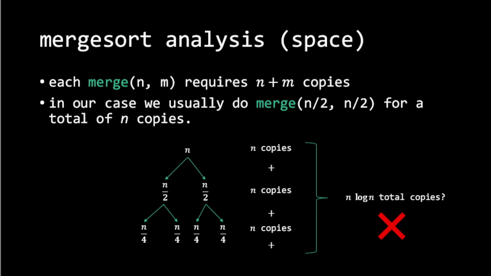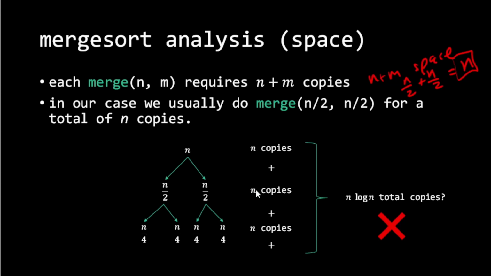So a common thing that people think is that it's n log n as well, because each merge requires n plus m copies and in turn n plus m space. And remember, same as the runtime, we're dividing by 2 each time, so you'll have n space at each layer. So a lot of people say, okay, because you have n additional space at each layer and there are log n layers, it's n log n space. And this is the visualization of that argument.